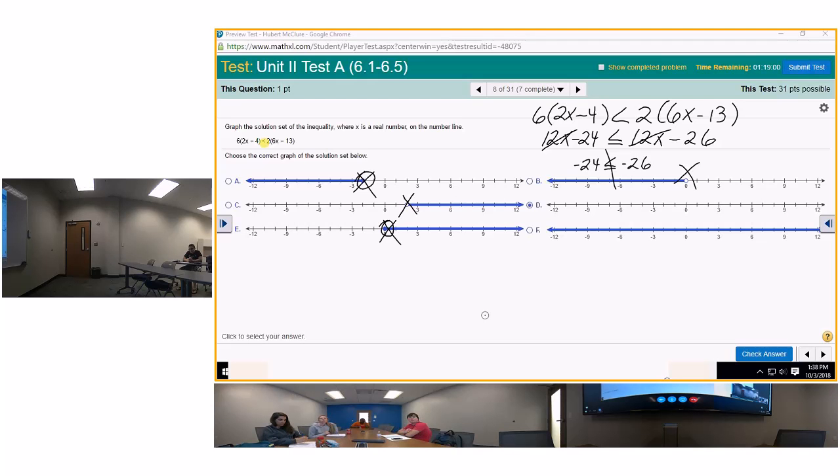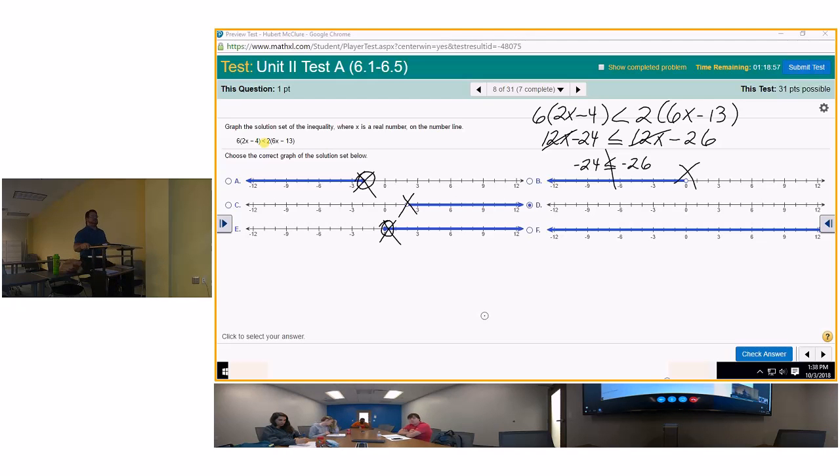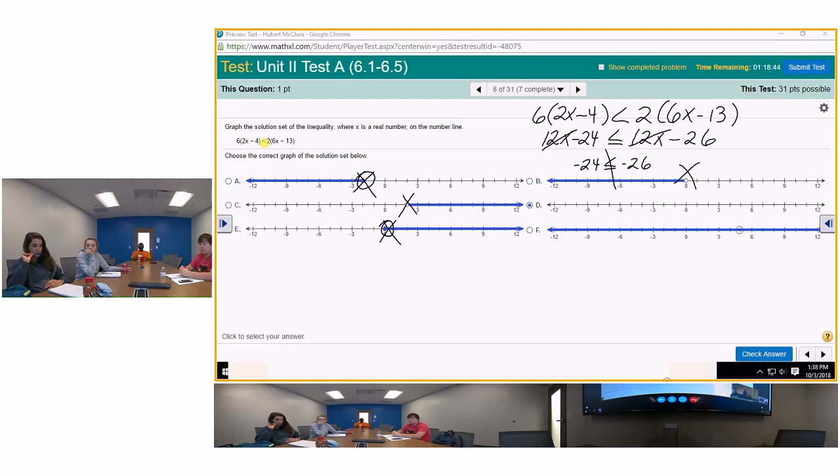And if I was to give you a standardized test, one of these last two questions, the no solution and the all real numbers, those are the ones they'd like to put on the standardized test. I'm just telling you. Because those are the ones you hardly ever see.